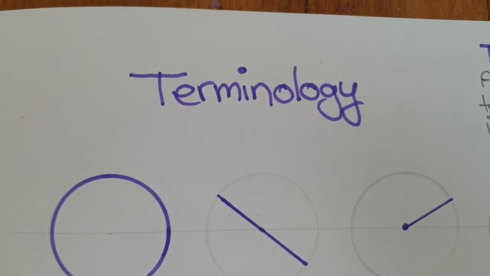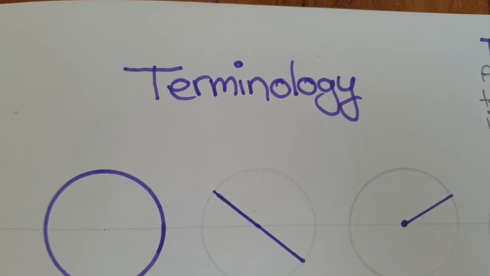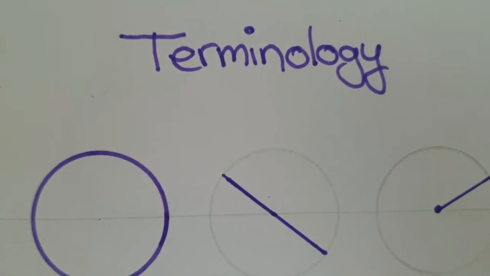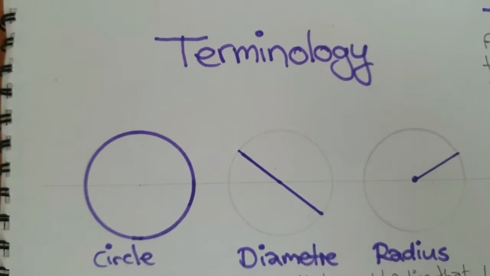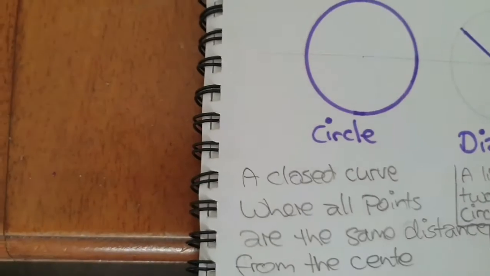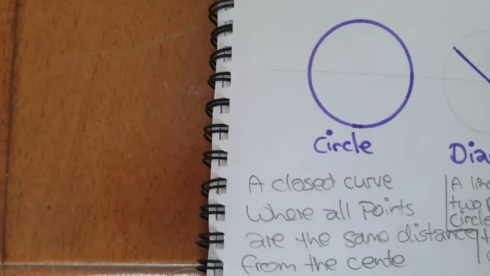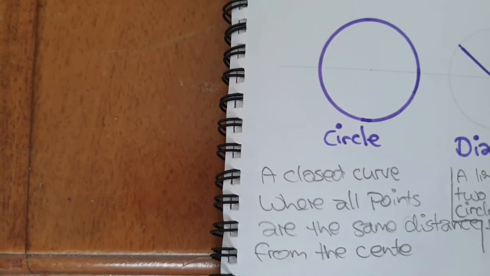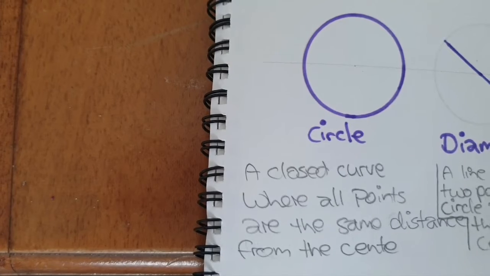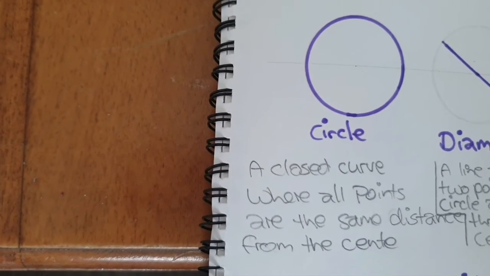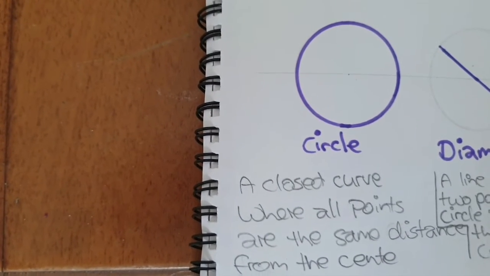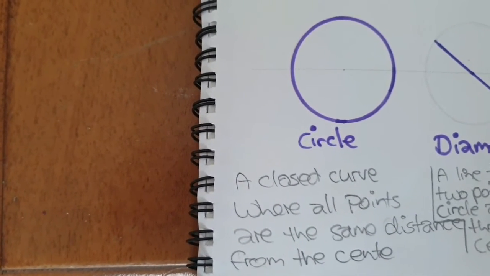Everyone. Before we begin, we're just going to look at some basic terminology. So we'll start with the circle. The circle is a closed curve where all points are the same distance from the center. Obviously, if it wasn't the same distance, then you'd be looking at an oval type of shape.